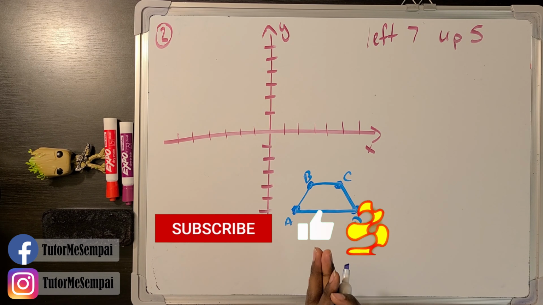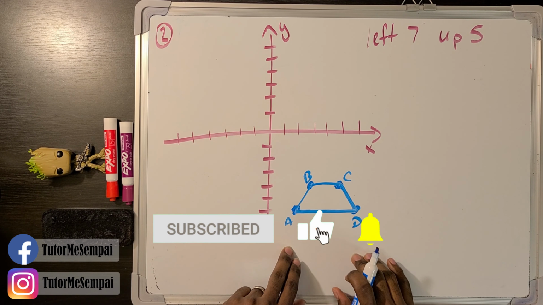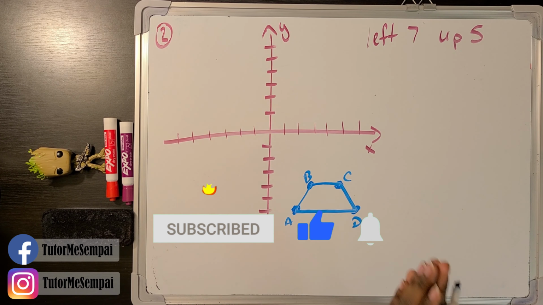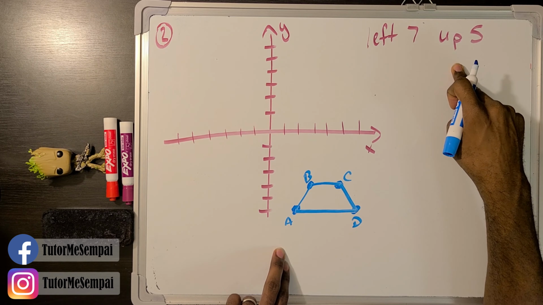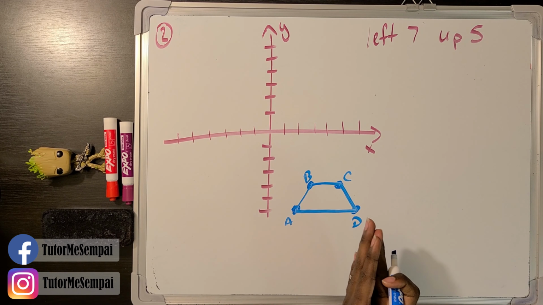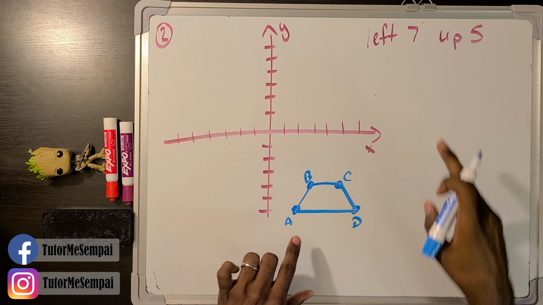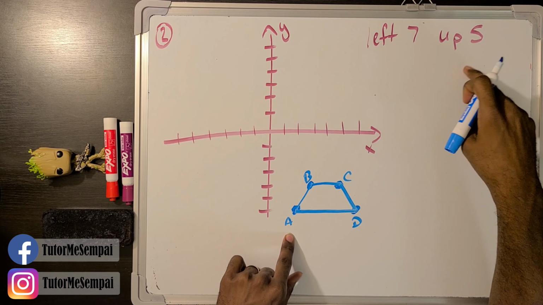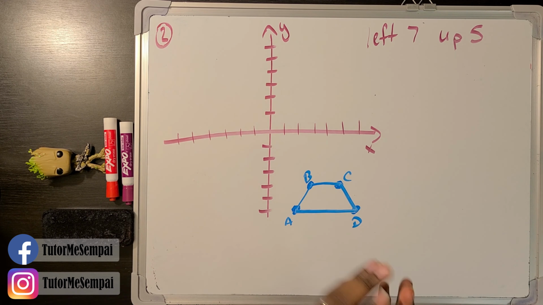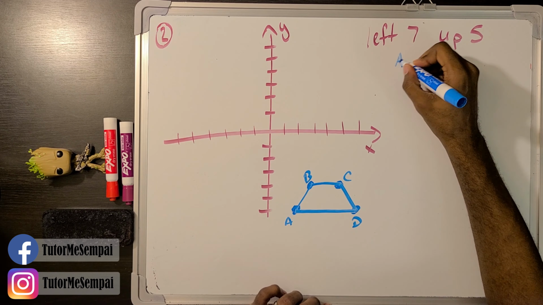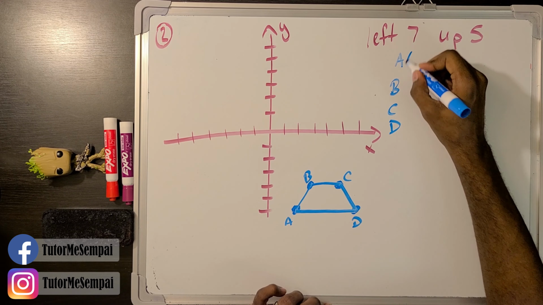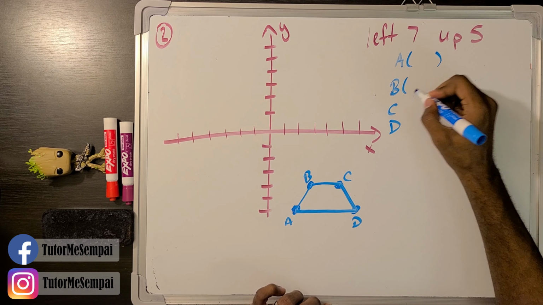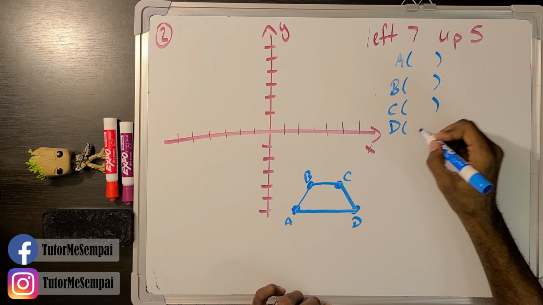Okay, so for this example, we have a trapezoid, and we have a translation that's a two-parter. We have to go to the left 7, and we have to go up 5. So we want to transform this in such a way where all our points are going to left 7 and up 5. Our first step, identify what the points currently are. So we have an A, we have a B, we have a C, and we have a D. And what are our points? What is A, B, C, and D?